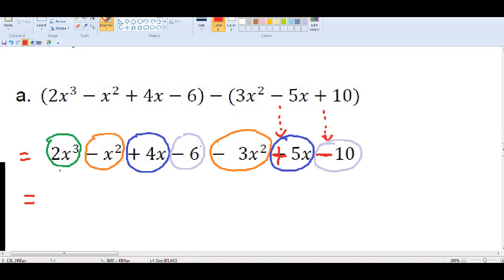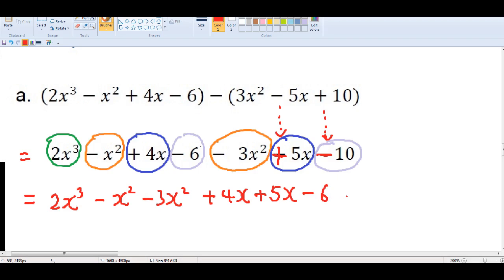So let's see, what do we have? 2x cubed, so just copy it. Minus x squared. I need to move that 3x squared to the front. Plus 4x, move that plus 5x to the front. Minus 6, minus 10. Alright?